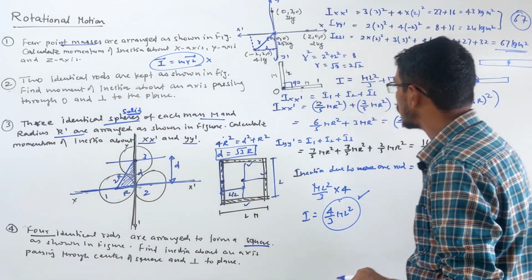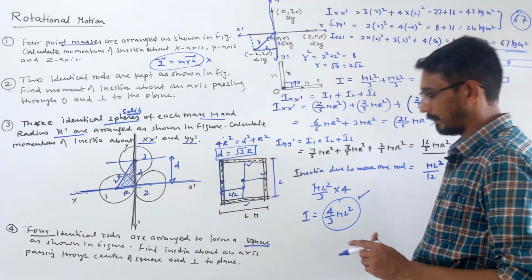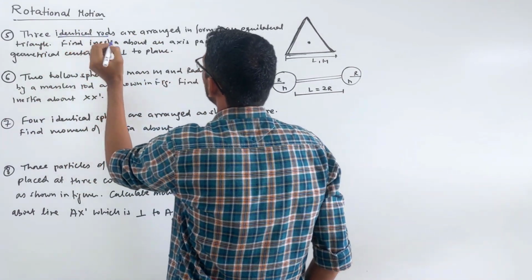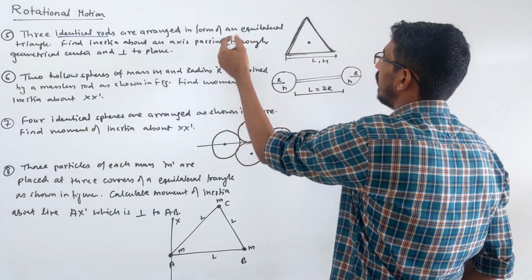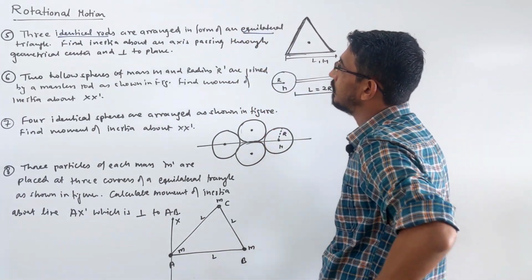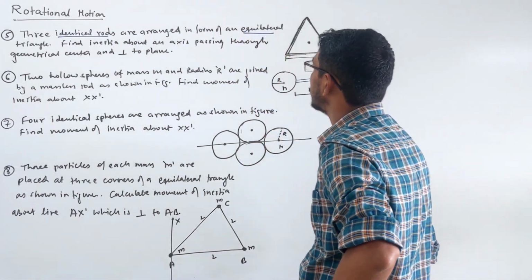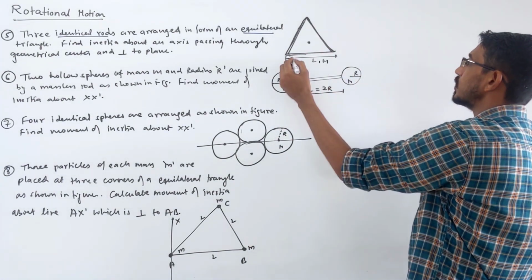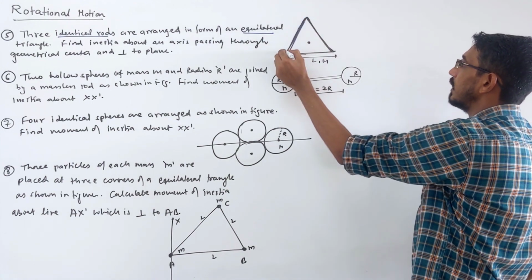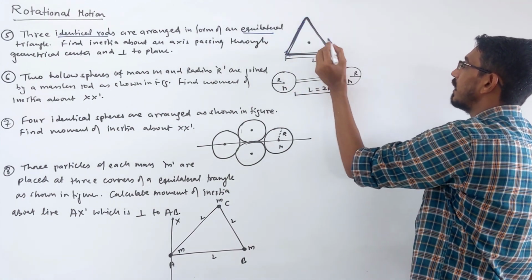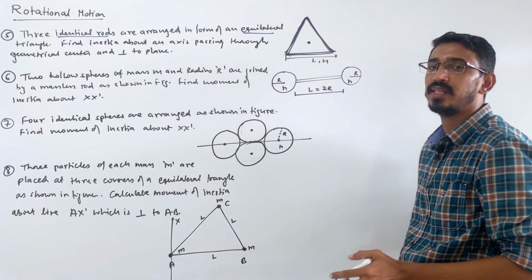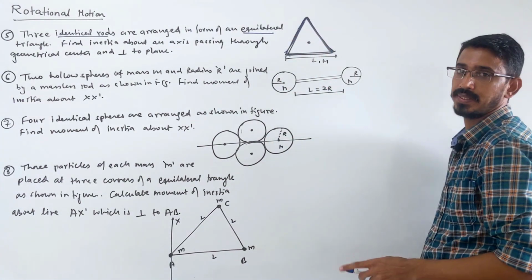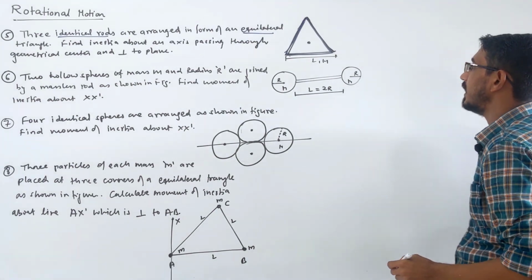Yes, we will do more questions on this because it is a very important topic. Okay, let's talk about the 5th question. 3 identical rods are arranged in an equilateral triangle form as shown, and find the inertia about an axis passing through the geometrical center and perpendicular to the plane. So these are three rods, each of mass m and length l, arranged in the form of an equilateral triangle, and about this point you have to calculate inertia, and the axis is perpendicular to the plane like this way, correct? Yes. Okay. So three identical rods we have.